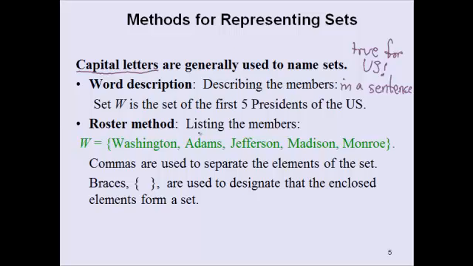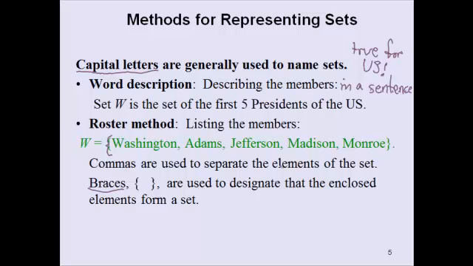The roster method is just a listing of the members out. Okay, so instead of a description, we're actually going to say W is, and then these are called braces right here, okay? Braces. Washington is the first one, Adams, Jefferson, Madison, Monroe. Now these are in chronological order, but that's not to say that Washington was better than Adams or that Adams was better than Jefferson. We just had to put them in some order, and so we put them in chronological order, okay?